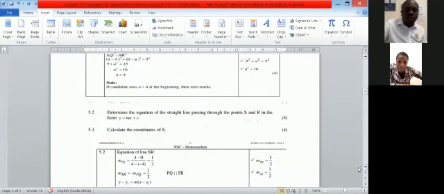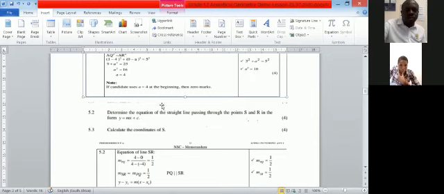Then question 5.2. You see question 5.2. Determine the equation of the straight line passing through the points S and R in the form of y equals mx plus c. So whenever we see a question that says in the form of y is equal to mx plus c, we know that we are going to use that equation y minus y1 is equal to m(x minus x1). That equation at the back, you remember it?